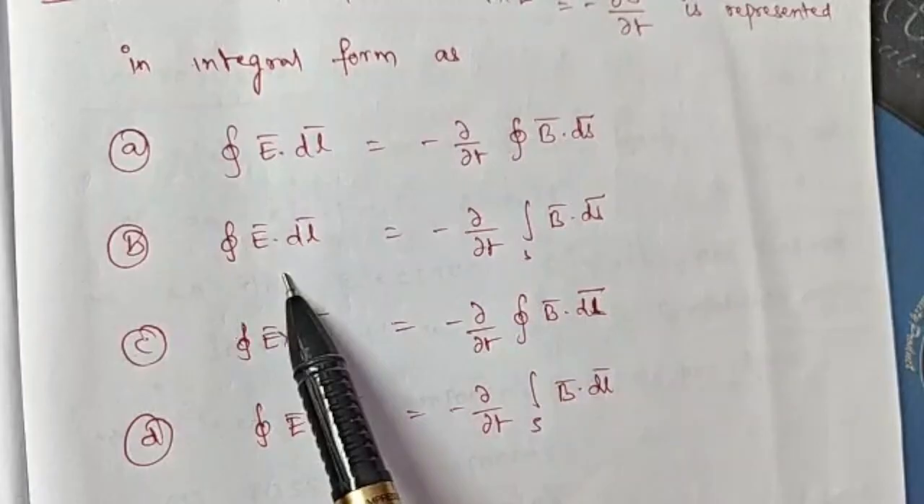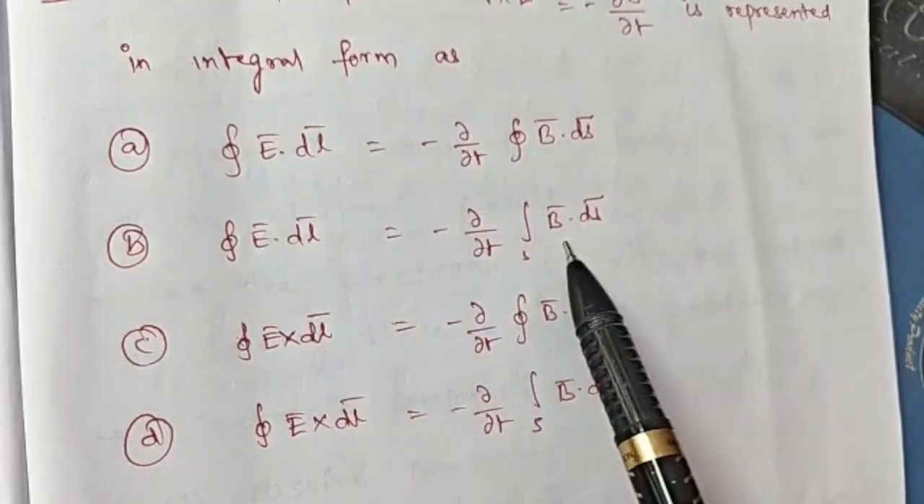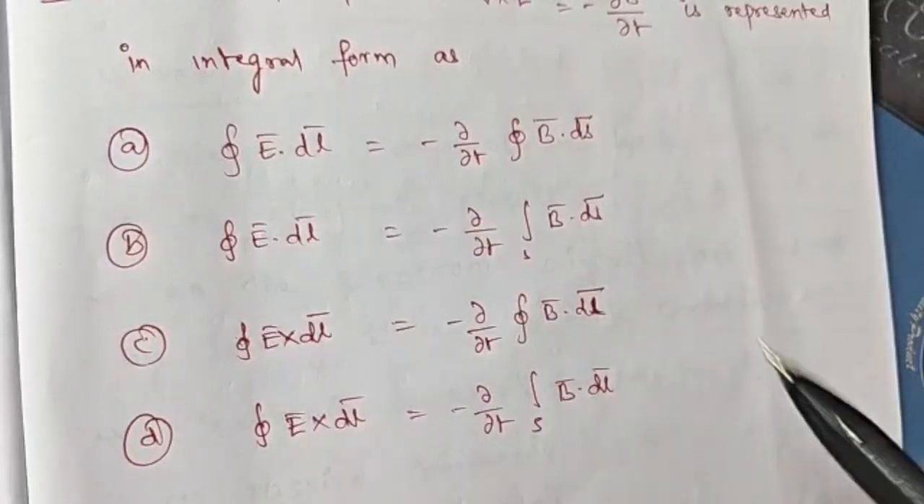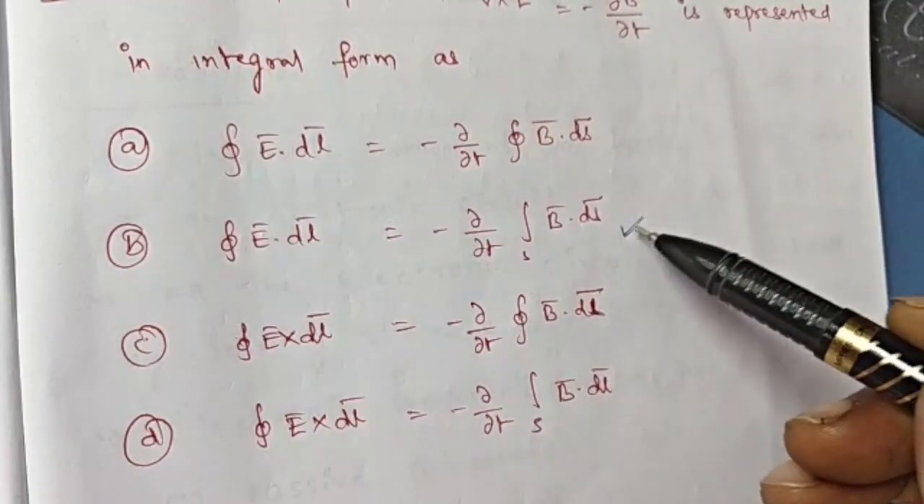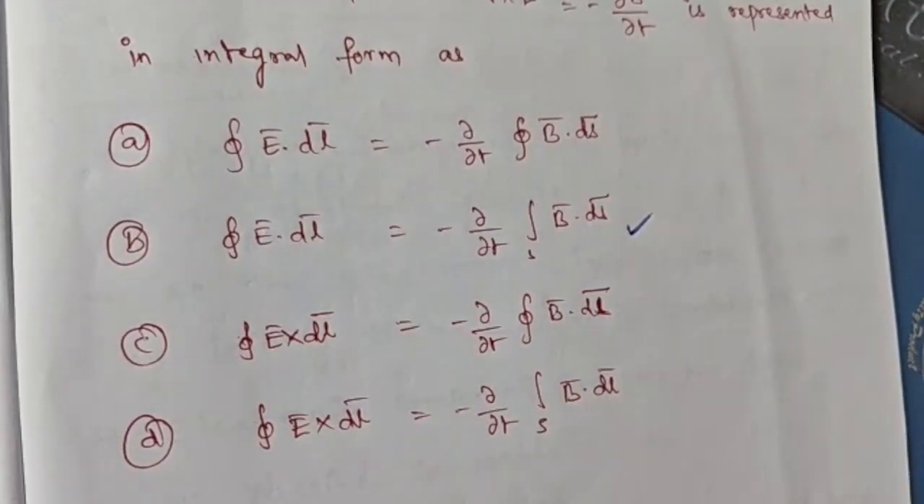Closed line integral E bar dot dl equal to minus dou by dou t of the open surface integral B bar dot ds. So option B will be the correct answer. This is Faraday's law in integral form. Okay. Thank you.